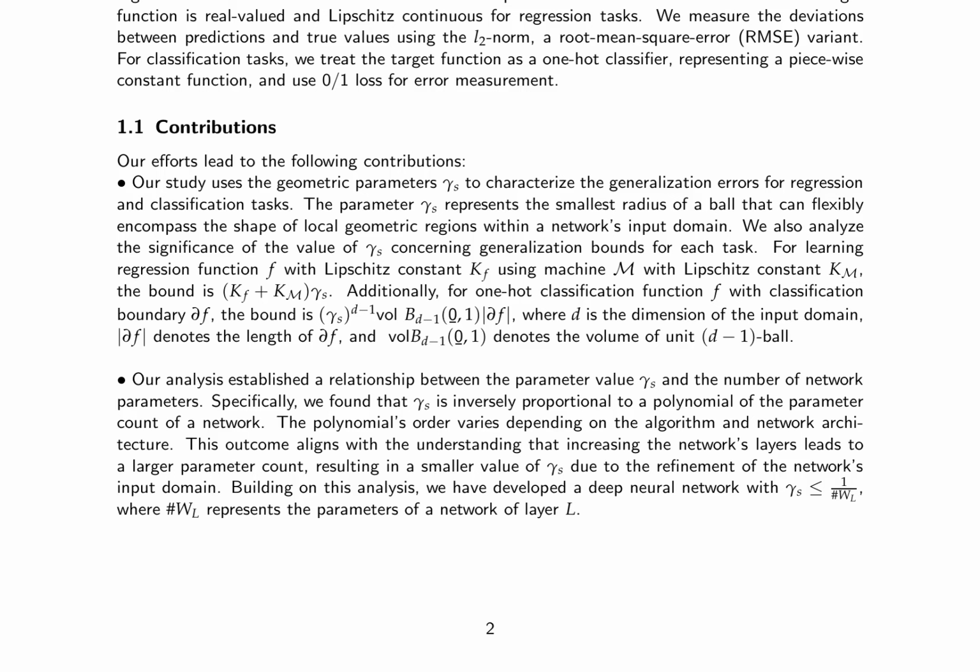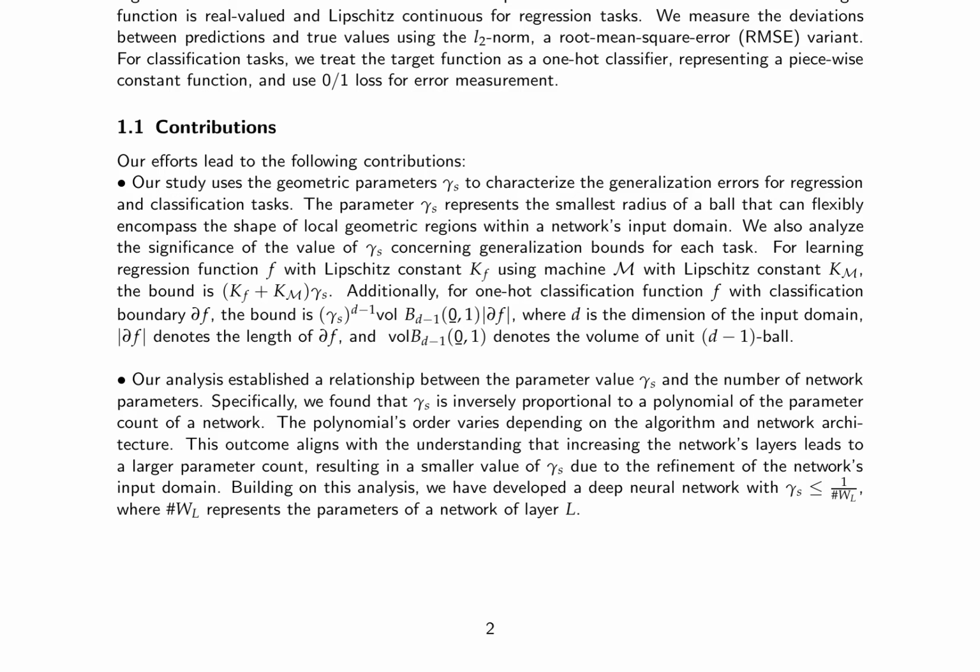Building on this analysis, the paper has developed a deep neural network with gamma_s less than or equal to 1 over W_L, where W_L represents the parameters of a network of layer L. In conclusion, this paper provides a comprehensive examination of generalization bounds for regression and classification tasks, leveraging geometric parameters to understand the relationship between network size and generalization errors. The findings underscore the advantages of over-parameterization in minimizing generalization errors and emphasize the significance of local geometric regions within a network's input domain.